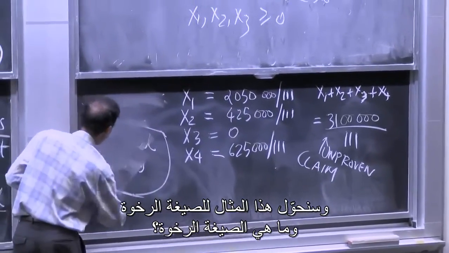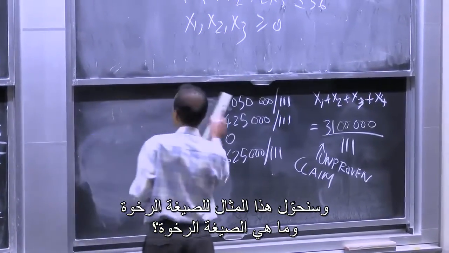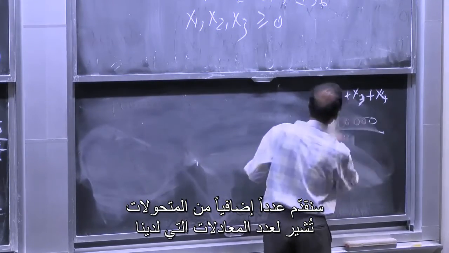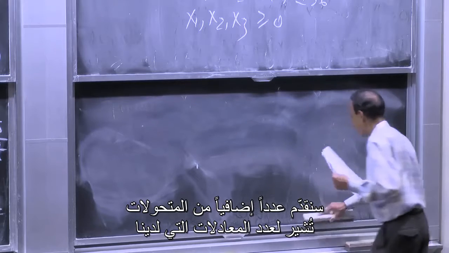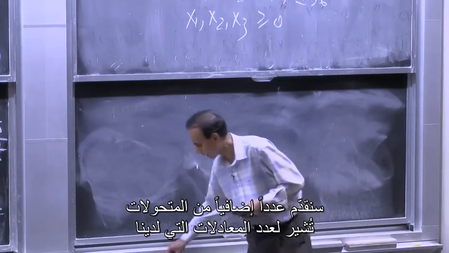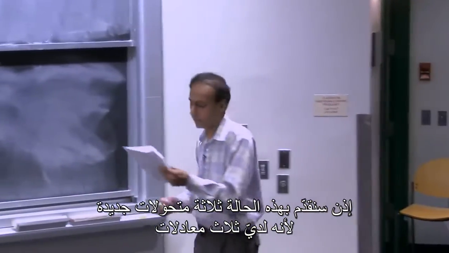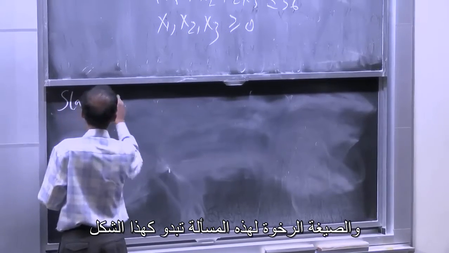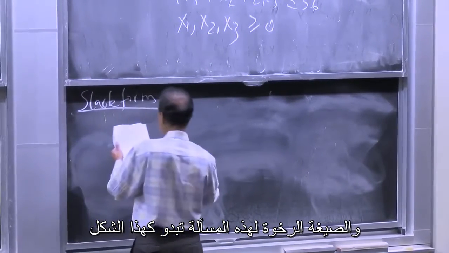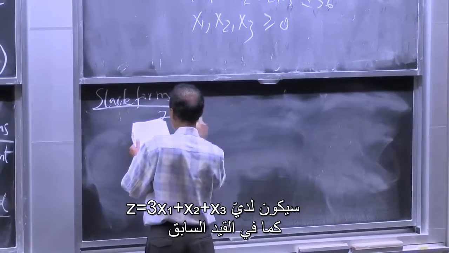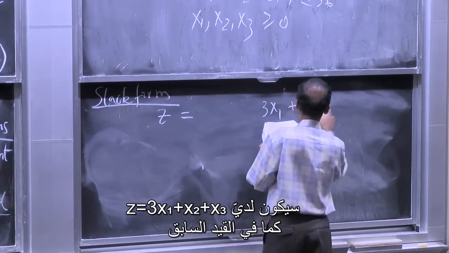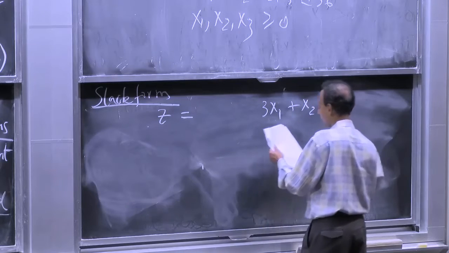We're going to convert this to slack form. And so what is the slack form? We're going to introduce an additional number of variables that correspond to the number of equations that we have. So we're going to introduce, in this case, 3 new variables because I have 3 equations. And the slack form for this problem looks like this. I'm going to have z equals 3x1 plus x2 plus x3, same as before.